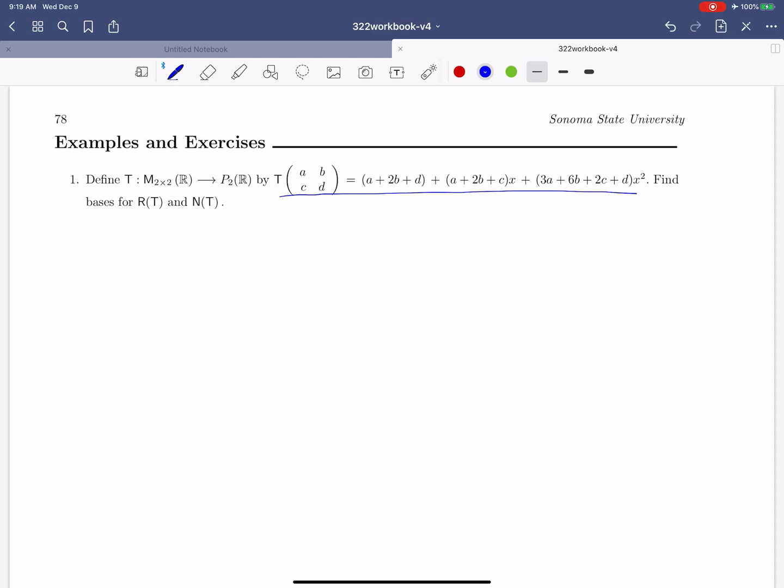Okay, so to get that process started, we need a matrix. That means that we need to choose bases for our domain and our codomain. Generally, you try to choose the nicest bases that you can. So how about if we choose just the standard basis for both of those sets? All right, so that's going to be our first line here.